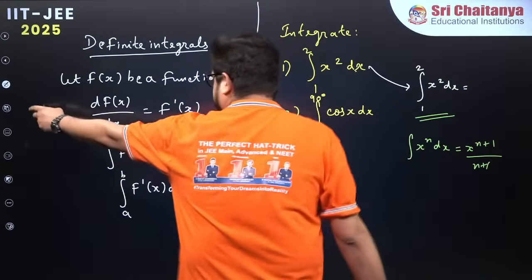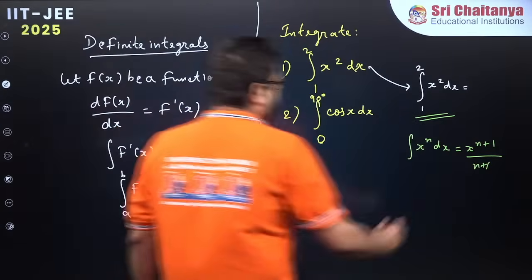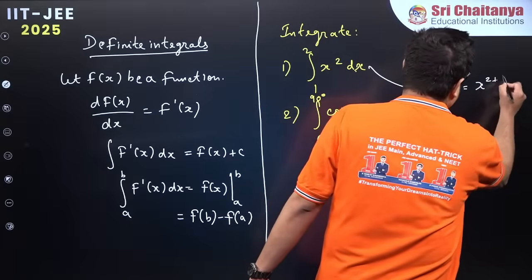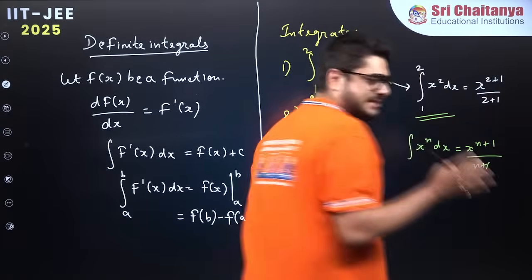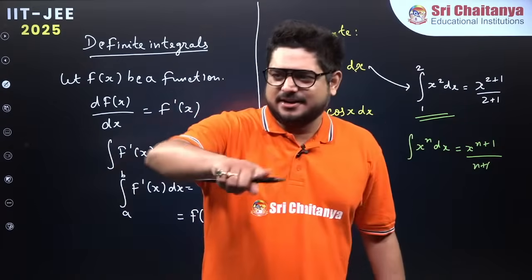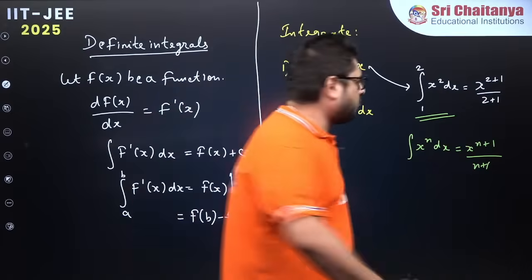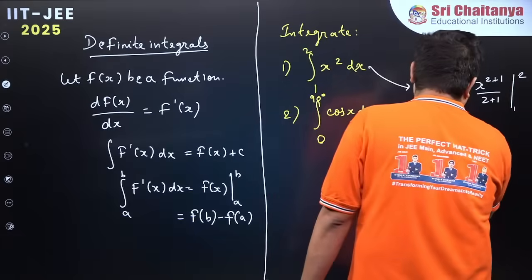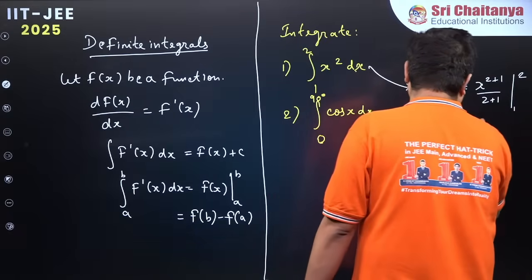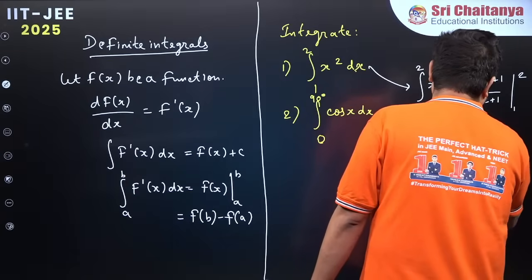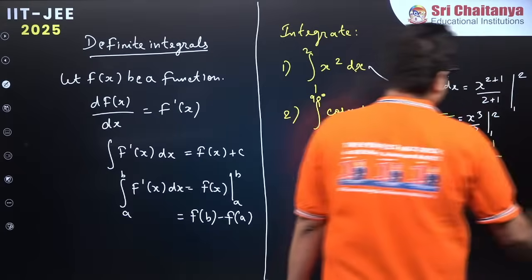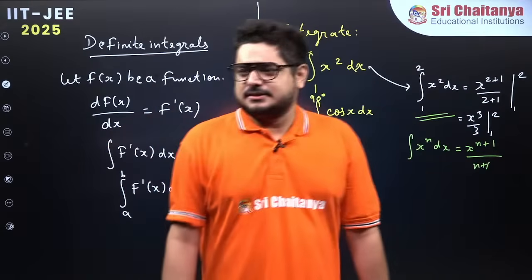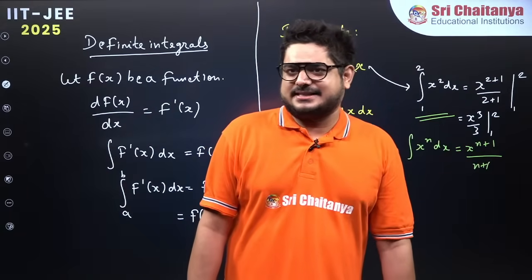So let's try to solve this. I will be getting x to the power 2 plus 1 by 2 plus 1. So no c over here. It's a definite integral, so I am about to write down the limits 1 to 2. As a result, this can be written as x cubed by 3, limits 1 to 2. Clear up to here? Up to here, I believe that the steps are clear.